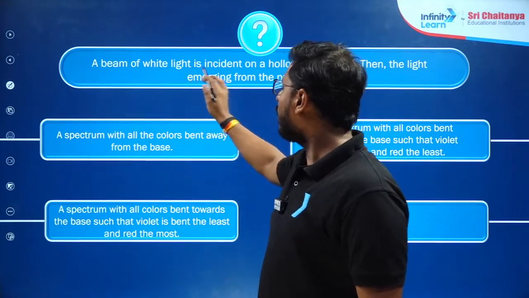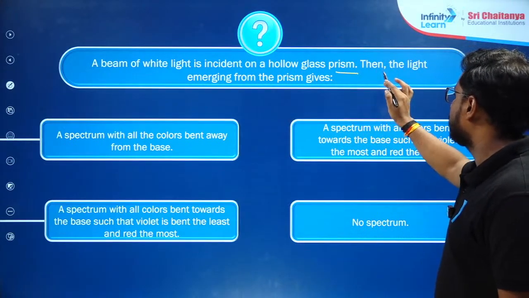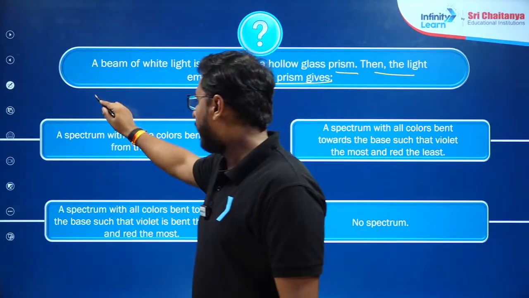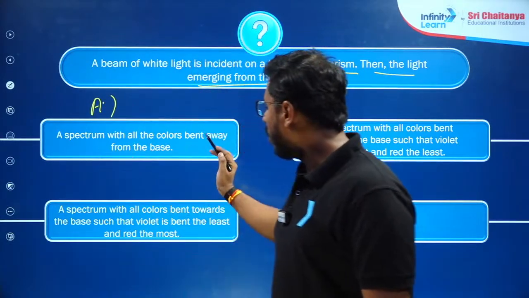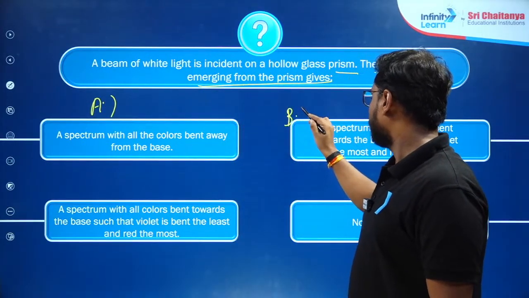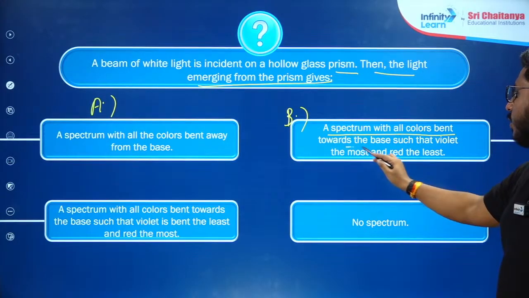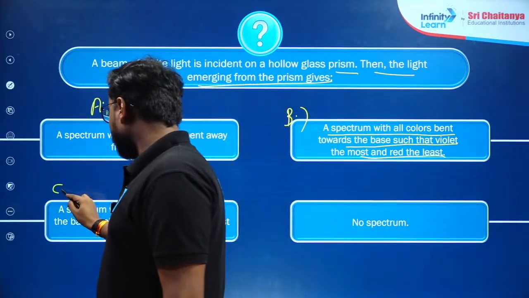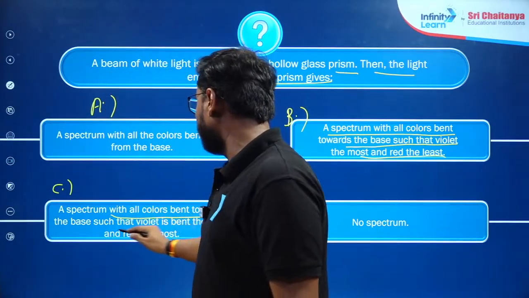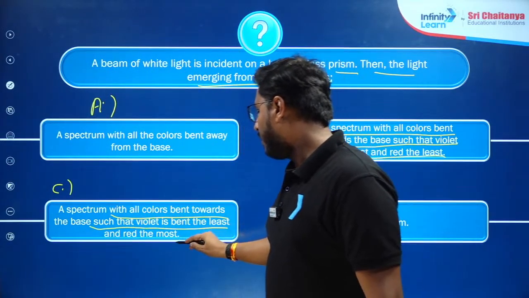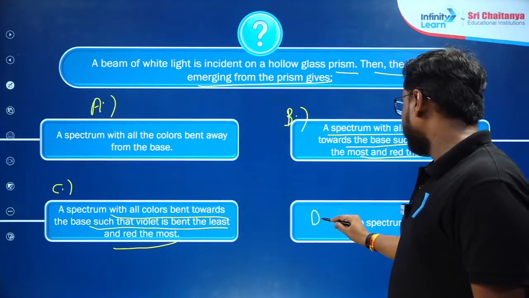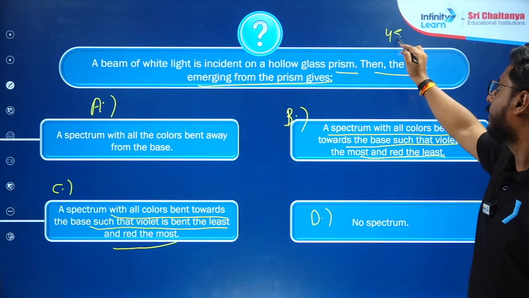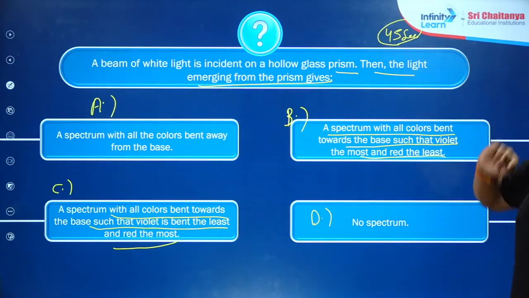Moving ahead, a beam of white light is incident on a hollow glass prism, then the light emerging from the prism gives option A, spectrum with all the colors bent away from the base. Option B, a spectrum with all the colors bent towards the base such that violet the most and red the least. Option C, a spectrum with all colors bent towards the base such that the violet is bent the least and red is most. And option D, it is no spectrum. Class, 45 seconds again, and your time starts now.